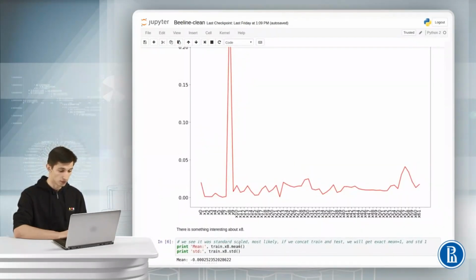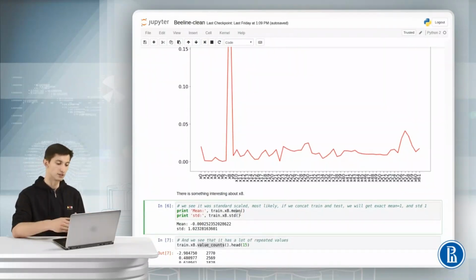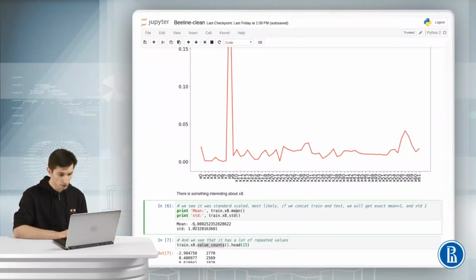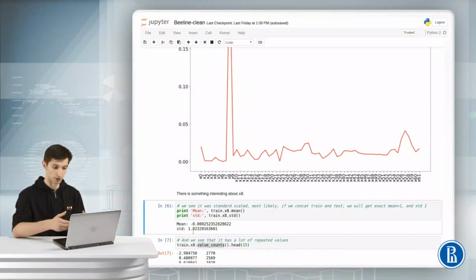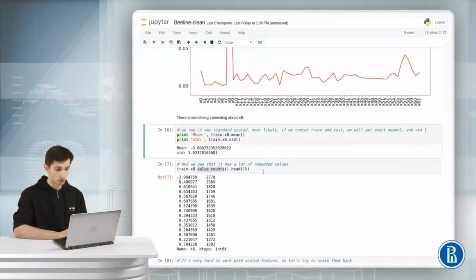So if we take the feature X8 and print its mean and std value, they turn out to be quite close to 0 and 1 respectively. And it looks like this feature was standard scaled by the organizers. And we don't see exactly 0 and exactly 1 because probably train and test were concatenated when the data was scaled. If we concatenate train and test, then the mean will be exactly 0 and the std will be exactly 1.